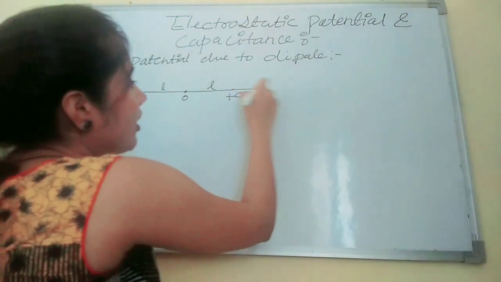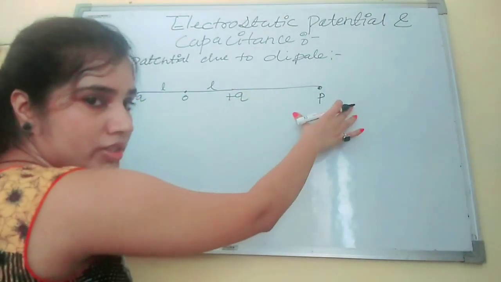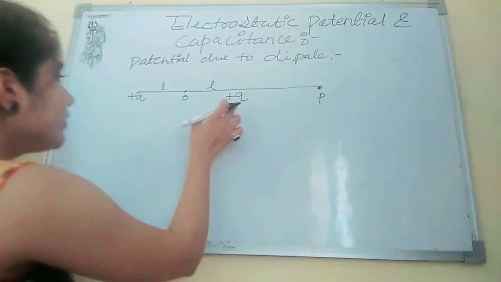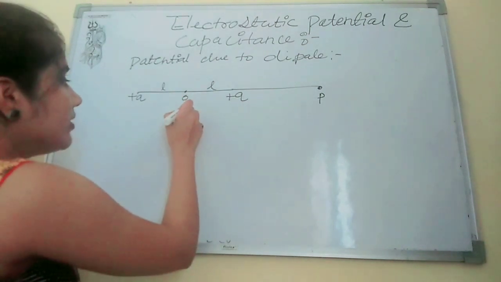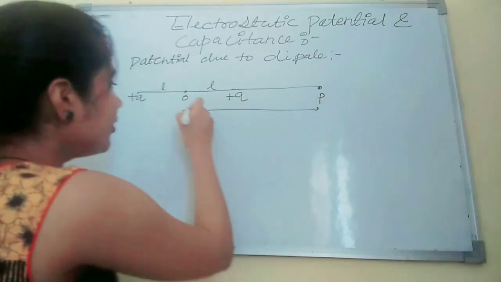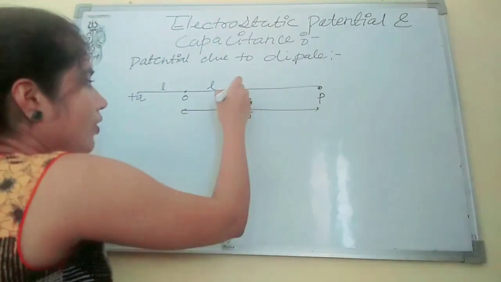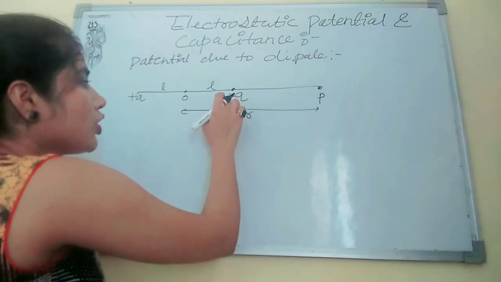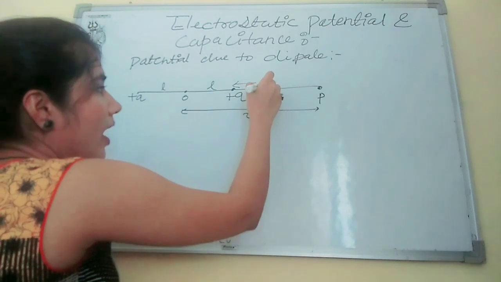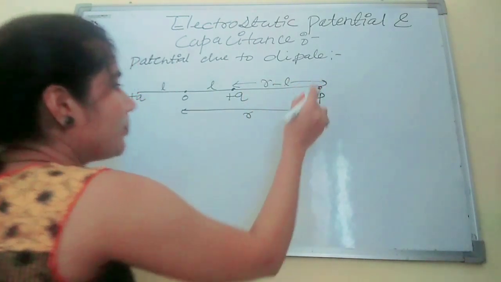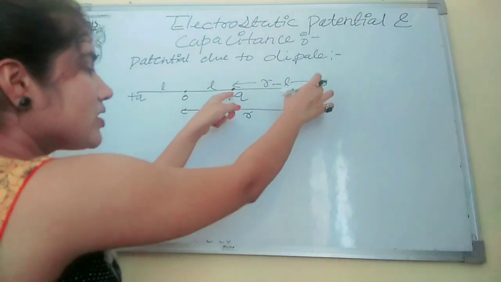Now we are taking a point P where we have to find the potential because of this dipole, and from the center to P we are taking distance small r. So from this plus q to this point the distance will be r minus L, because this total distance is r and this distance is L, so simply this distance will be r minus L.